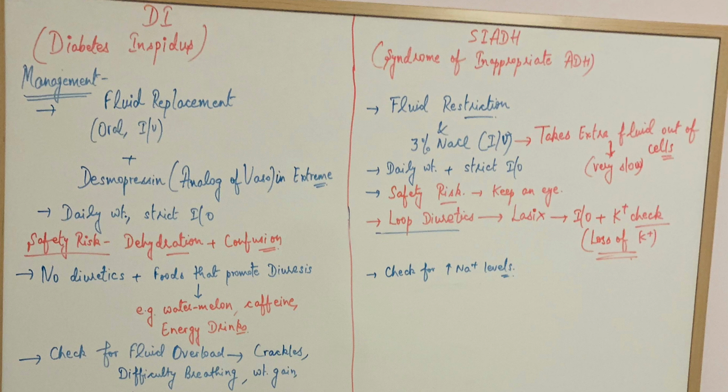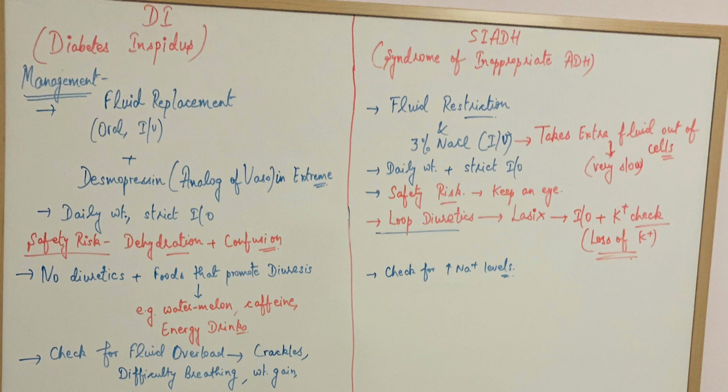But in SIADH, it is exactly opposite to diabetes insipidus, and there is water intoxication. So we have to restrict the fluids. So fluid restriction is done. Because of water intoxication, there is hypervolemia inside the body, and there is a decreased level of sodium inside the body. So in extreme conditions, we have to give extra sodium through the IV route, that is 3% NaCl. That is a hypertonic solution, hypertonic NaCl.